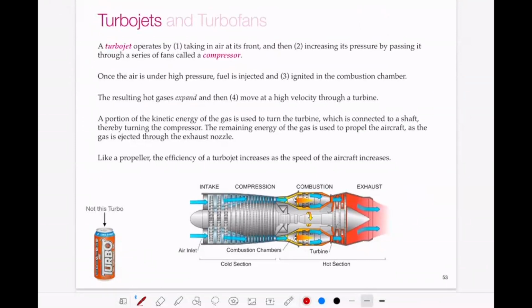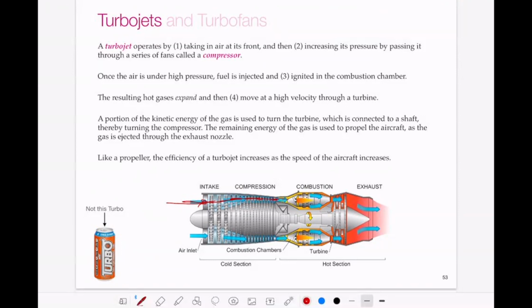So a turbojet operates by taking in air at its front, and then it increases its pressure as it passes through a series of fans, and that's called the compressor stage. So we have our gas entering the front, and it passes through a series of compressor fans. As we're moving along this line here, we're increasing the pressure, we're compressing that gas, we're increasing its density. And then we have a highly compressed gas. It's now very hot because of the ideal gas law. We've increased pressure, then we've increased our temperature.